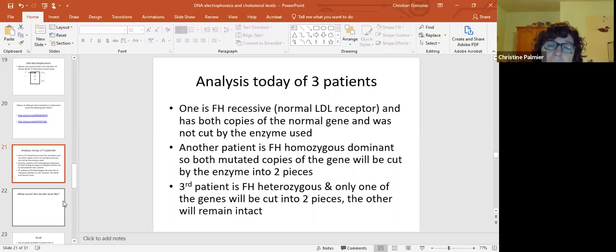The third patient is FH heterozygous, and only one of the genes will be cut into 2 pieces. The other one will remain intact. So therefore, you'll get 3 pieces. One piece will match the FH recessive individual. The other two pieces will be the same as the FH homozygous dominant individual. And so this person will have DNA fragments that match both of these. So the first patient will have one piece, the second patient will have two pieces, the third patient will have three pieces.